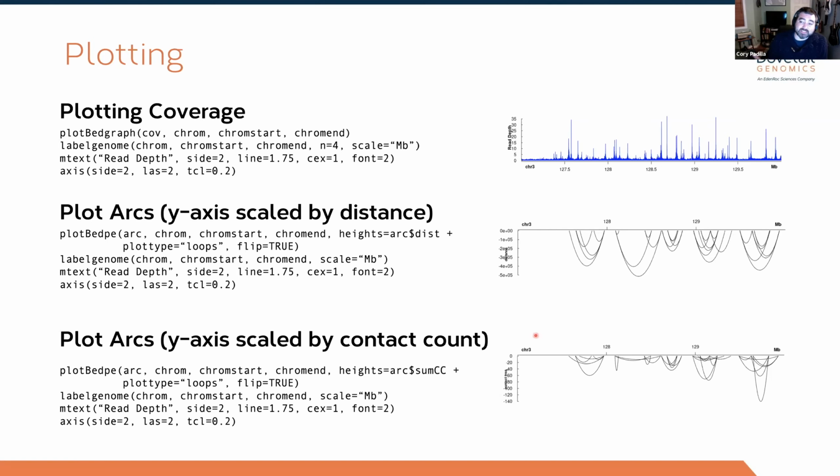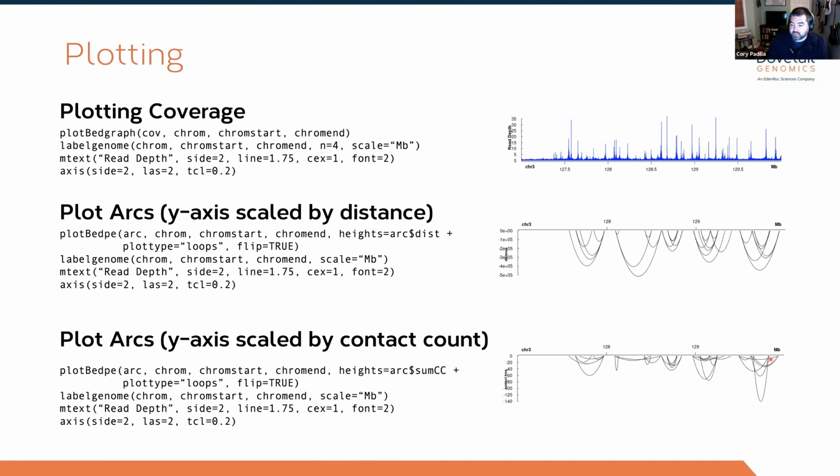So what you could do instead is, instead of scaling the height by distance, you could simply scale it by the sum of the contacts. So there's a column in the merge bed file that has the number of contacts that are linking the two bins. And so we can just say scale by the number of interactions. And so what this does is it doesn't change the anchor point, but it changes the height of the arc.